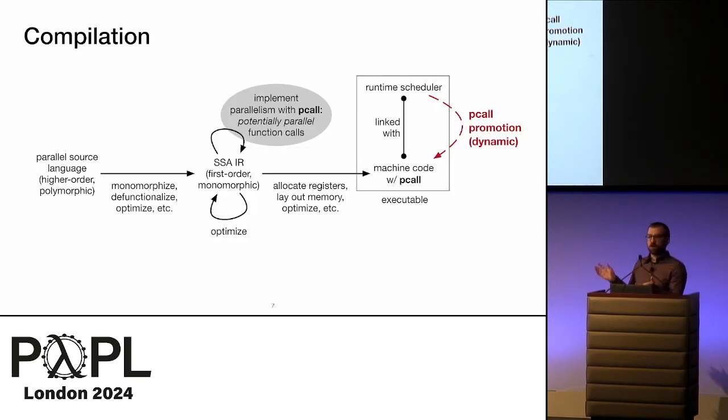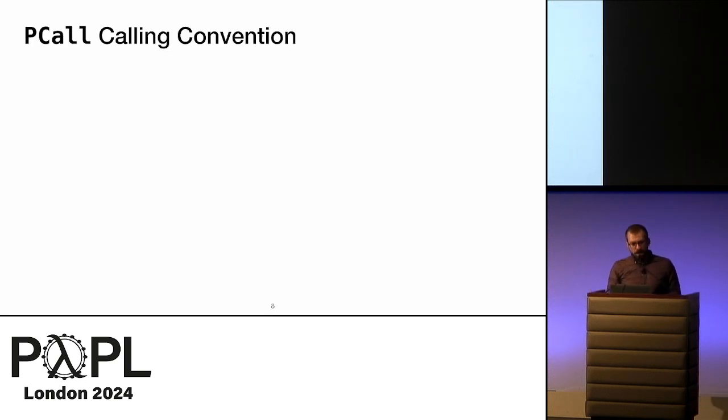So, a brief overview of how this works. This is the compilation pipeline for the Maple compiler, and Maple is based on Milton, for those of you who are familiar with Milton. Our main contributions are in the middle and at the end. In the middle, in an SSA intermediate representation, we introduce this PCall calling convention that I'll get to in just a moment. Then down at the bottom, at runtime, we schedule these promotions dynamically in a provably efficient way. So how does PCall work?